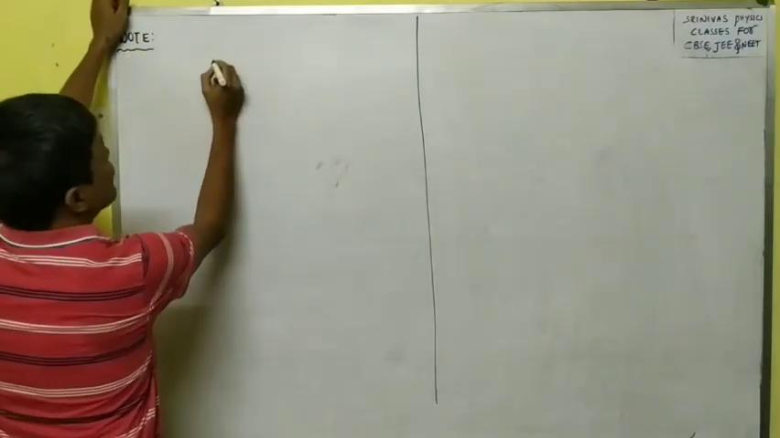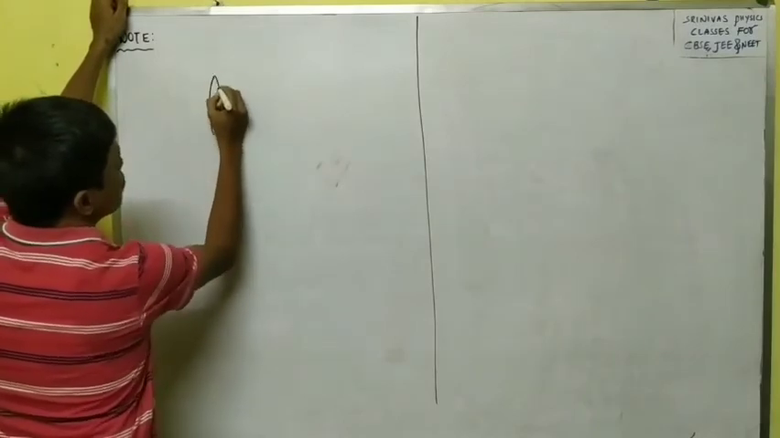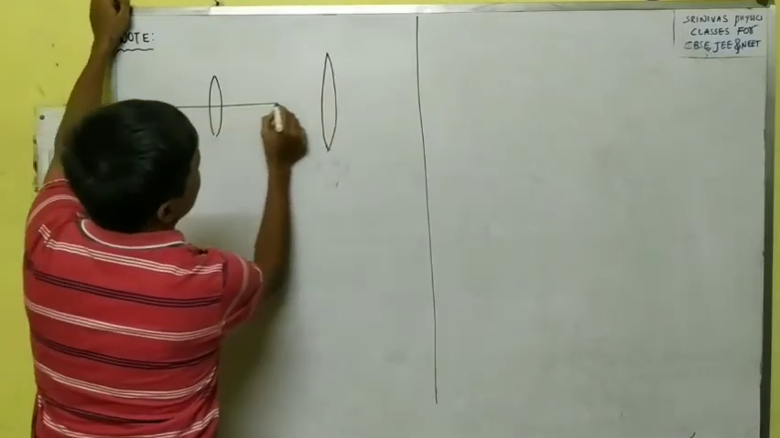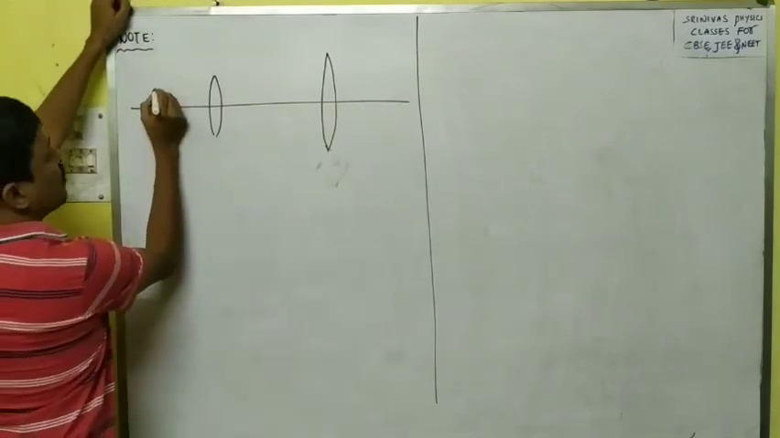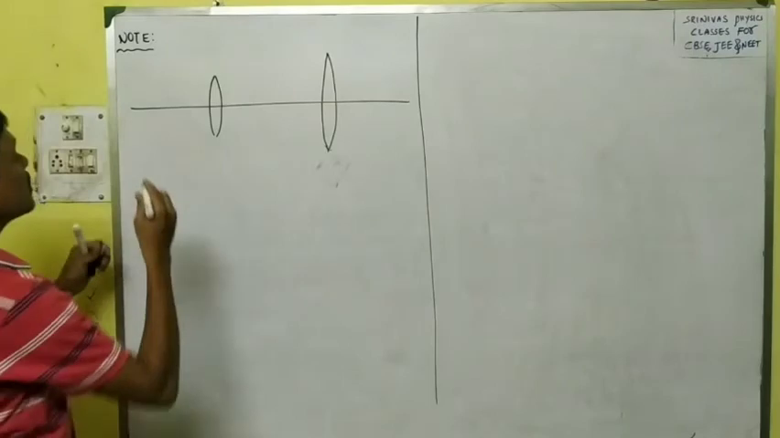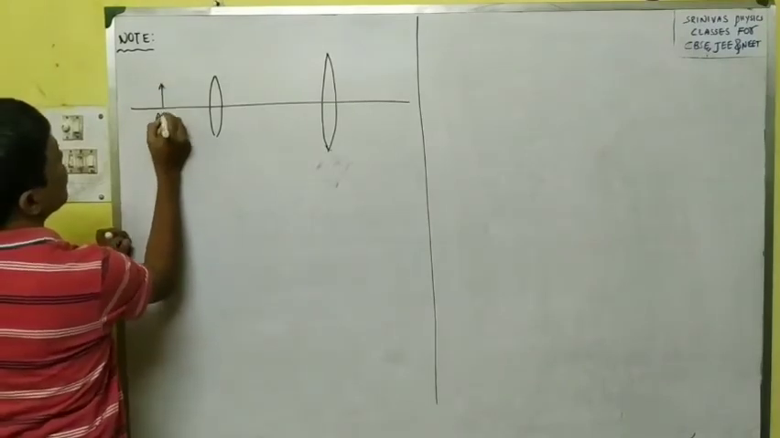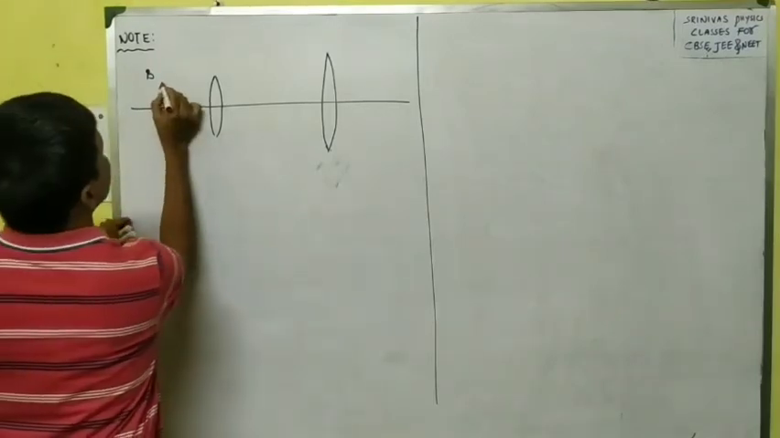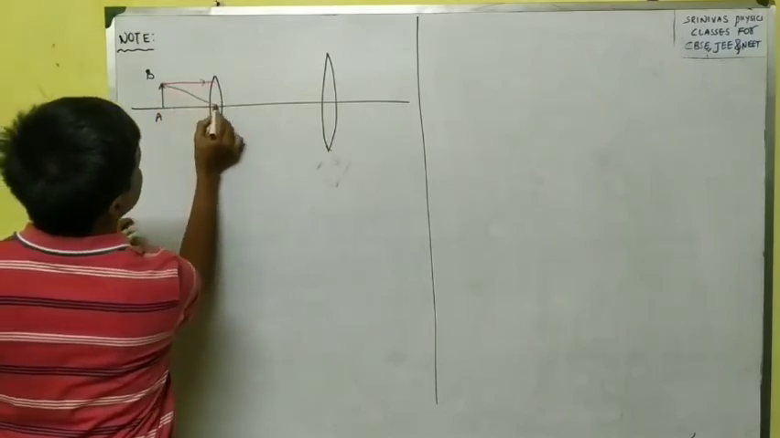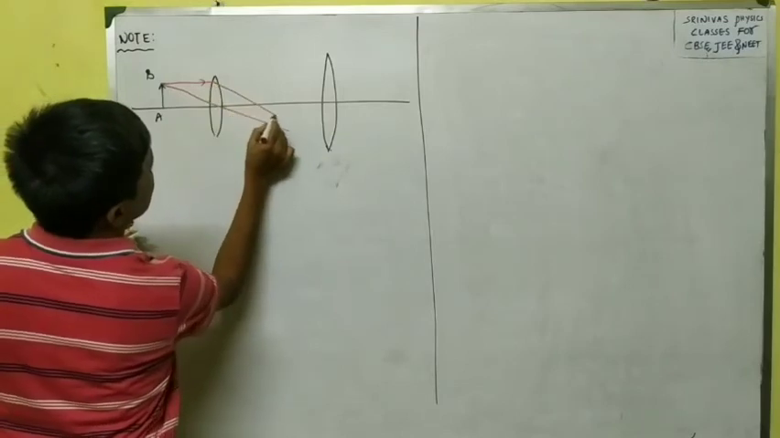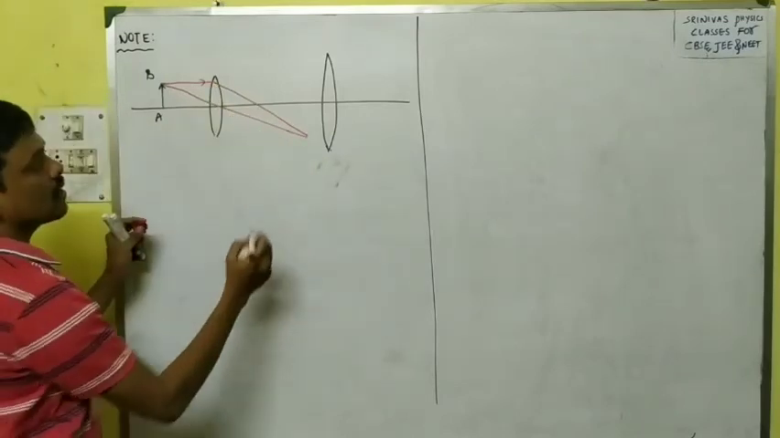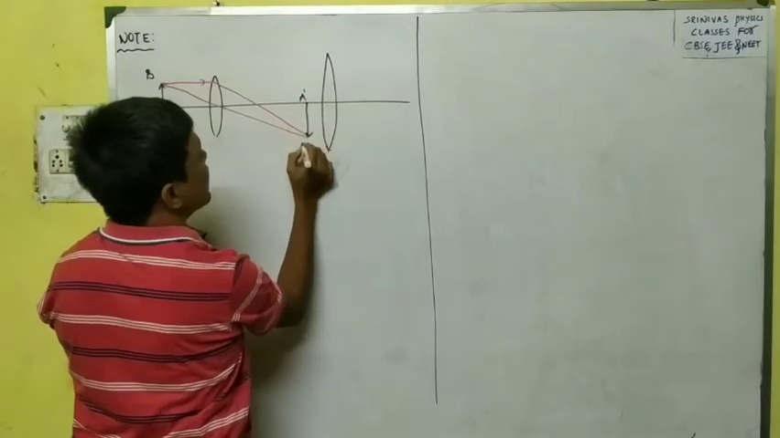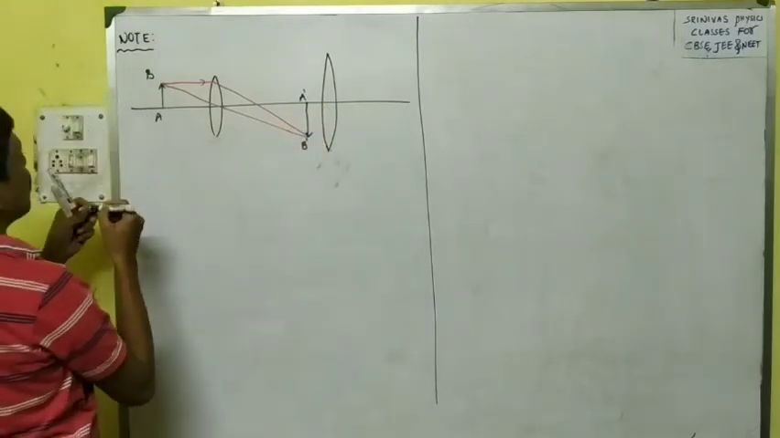What I am taking here: previously we drew the diagram like this. This is the objective, and this is the eyepiece. We are taking one object here, AB, and from here the light ray starts. This is the light ray, one light ray I am taking parallel, and the other light ray passes through the optical center and goes straight. They will meet at a point, and there the image is formed. This is the image A'B'.